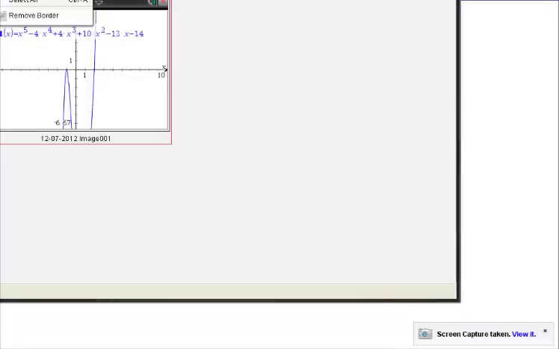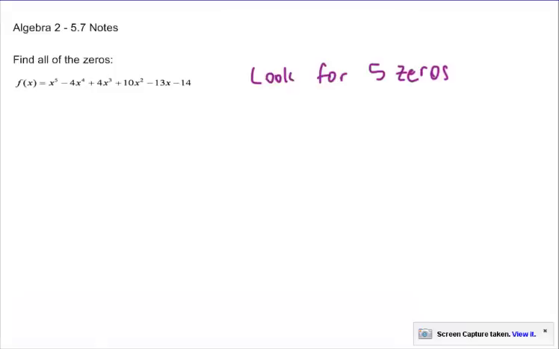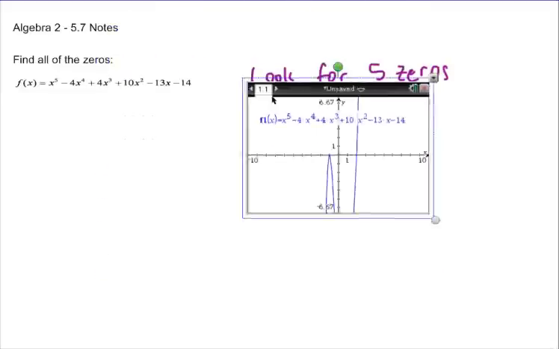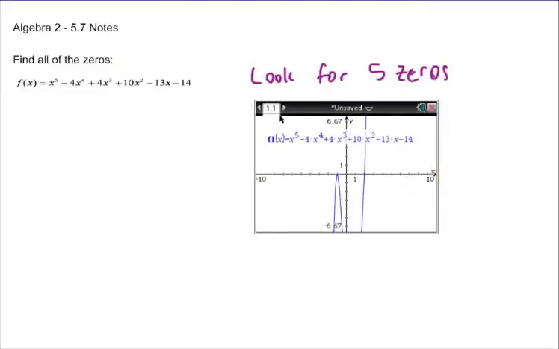So let's copy this and paste it. There we go. So here's my graph, and when I'm looking at this, I have a 0 right here, and I got one right here. And so what I'm going to do is I'm going to use my synthetic division. I've got one at -1, it looks like. So let's do some synthetic division.